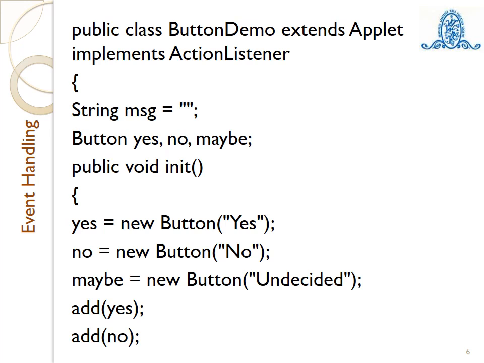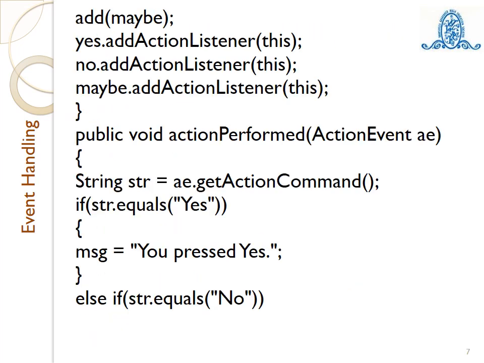Then the three buttons are declared as yes, no, maybe. Then in the init method the buttons are created as yes is equal to new Button yes, no is equal to new Button no, and maybe is equal to new Button undecided. After creating all these button objects, the next step is to add these buttons on the container, that is the applet, using the add method. So add yes, add no, then add maybe.